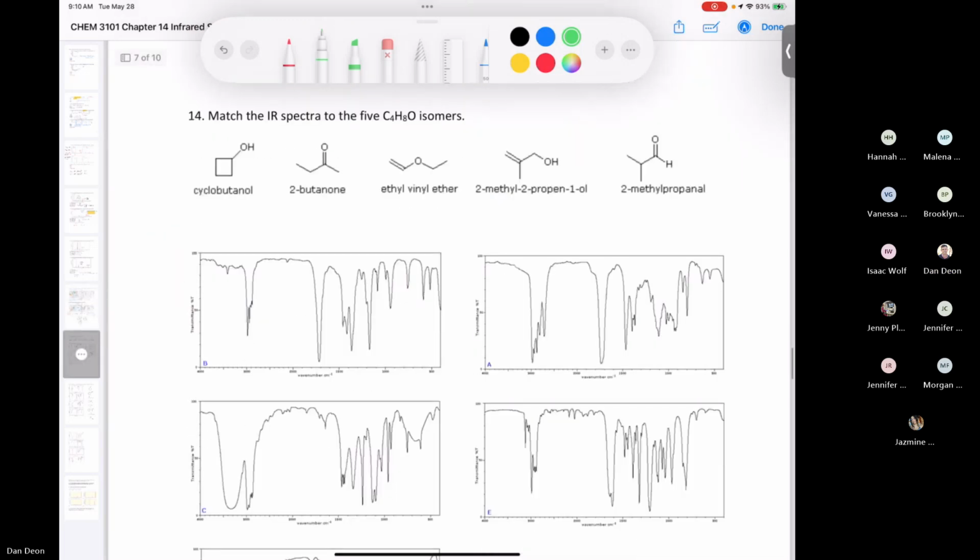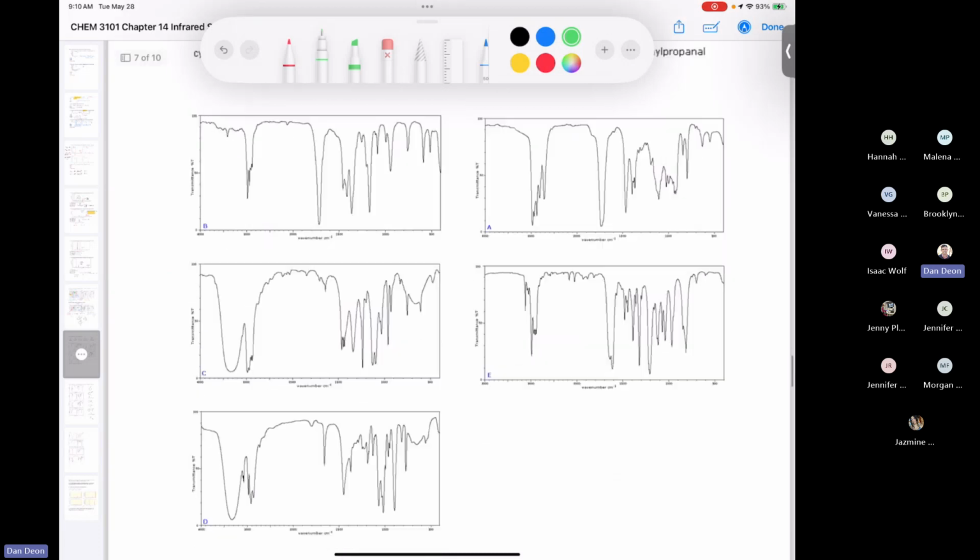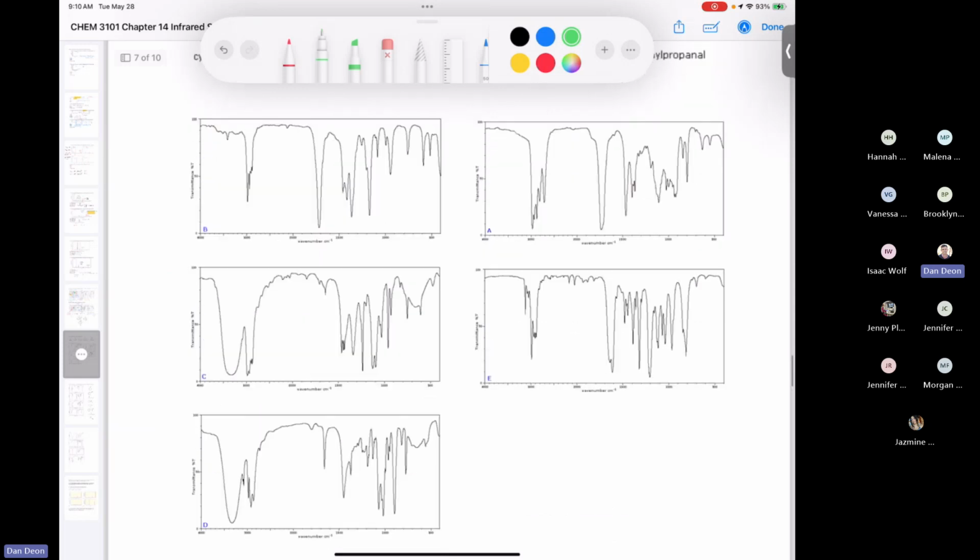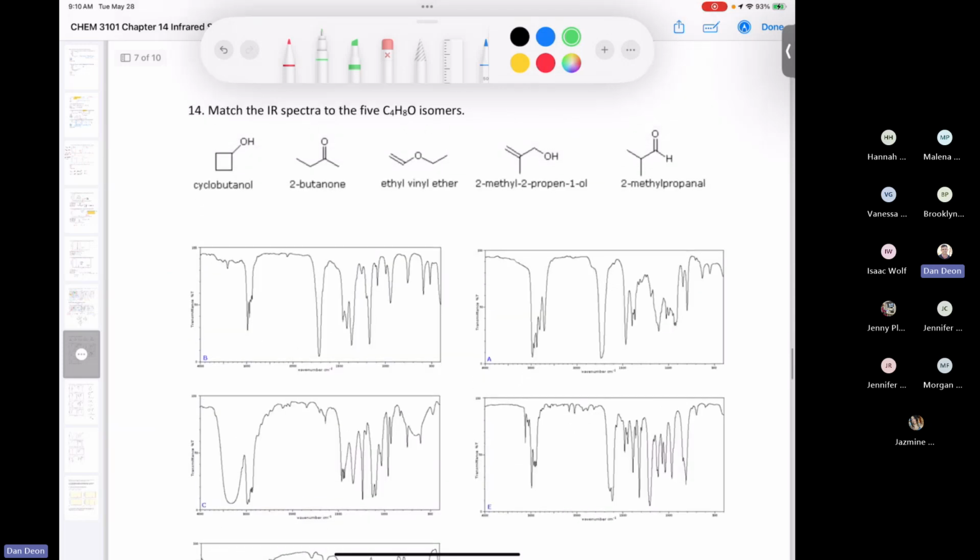All right, let's move on to number 14, which just says match the IR spectra to the 5 C4H8O isomers. I'm going to do this one kind of quickly so we don't spend too much time on it. So you can see we've got an alcohol, we've got a ketone, we've got an ether with a double bond in it, we've got an alcohol with a double bond in it, and then we have an aldehyde. Okay, so I'm going to walk you through these.